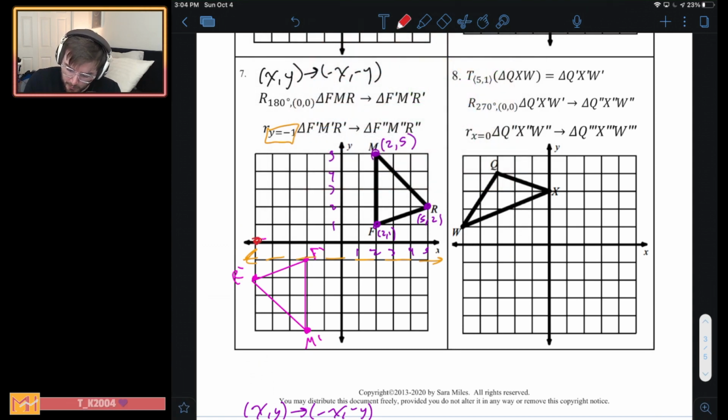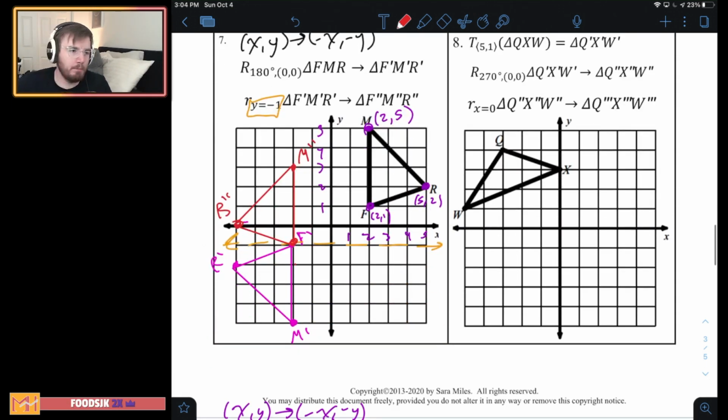So our double prime, F stays put. 1, 2, 3, 4. 1, 2, 3. M double prime. Beautiful. And you know what? Just for fun, I'll leave this one blank for class. I have one extra one to do during class.